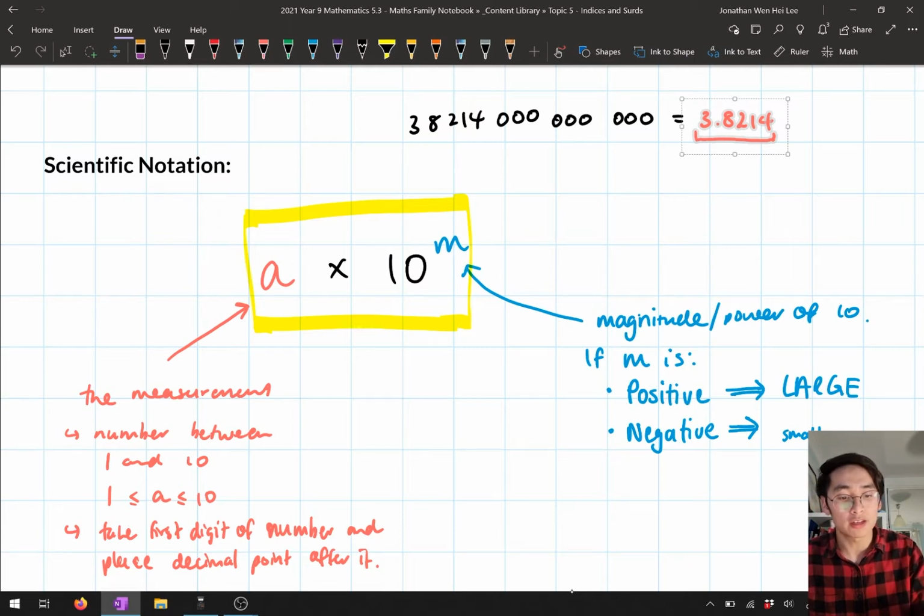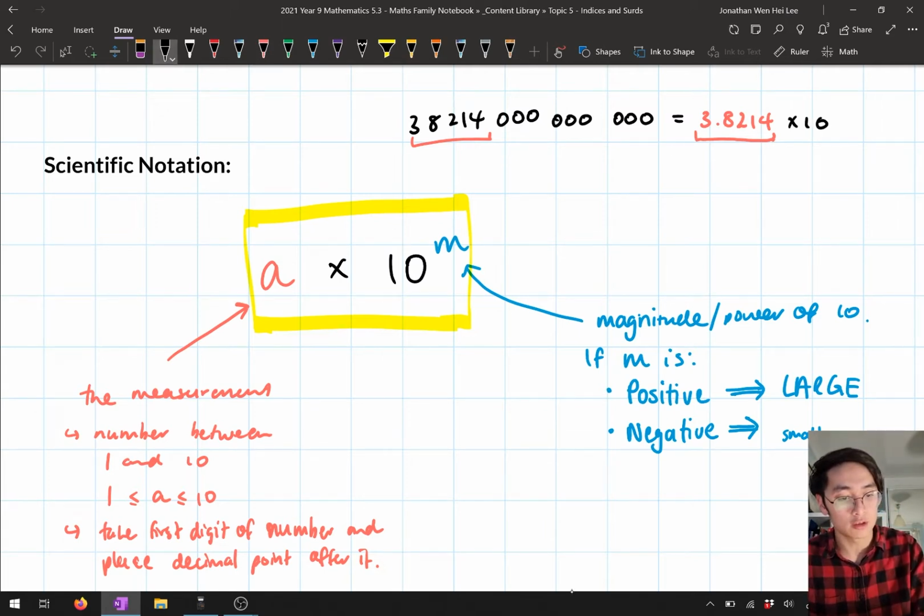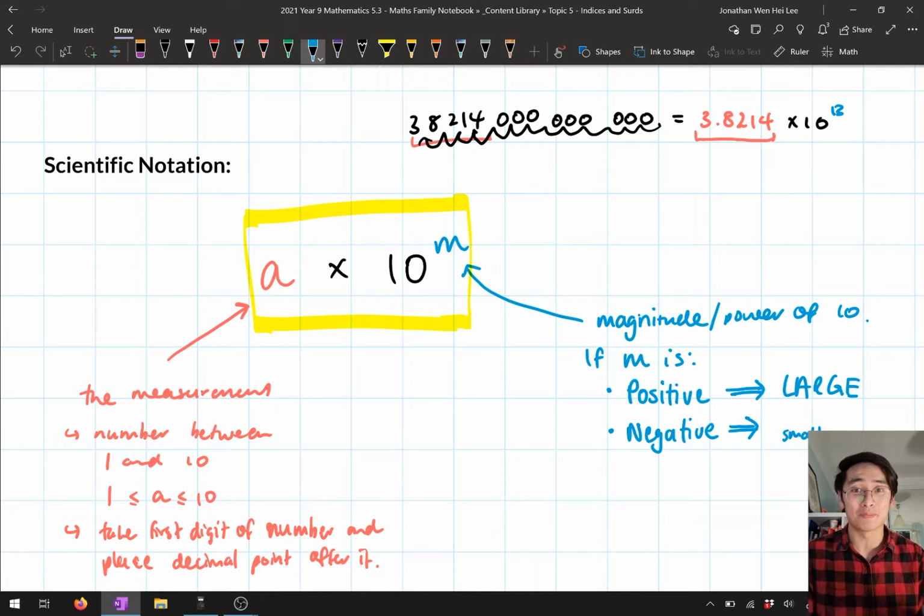Great. All I did was take the measurement and put a decimal point after the first number. Then I need to multiply that by a power of 10. The way I do this is I count from here at the back, where the decimal point would be. I go 1, 2, 3, 4, 5, 6, 7, 8, 9, 10, 11, 12, 13. And so this is 10 to the power 13. That's how I would write this big number using scientific notation.